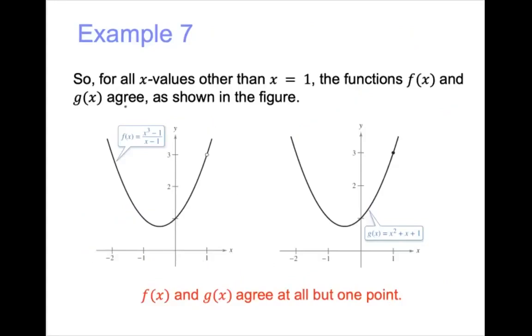And so we can see by looking at the graphs of f of x and g of x that they agree at all but one point, x equals 1. And so we're able to apply Theorem 1.7 and say that the limit as x approaches 1 of f of x is equal to the limit as x approaches 1 of g of x, which is equal to 3.